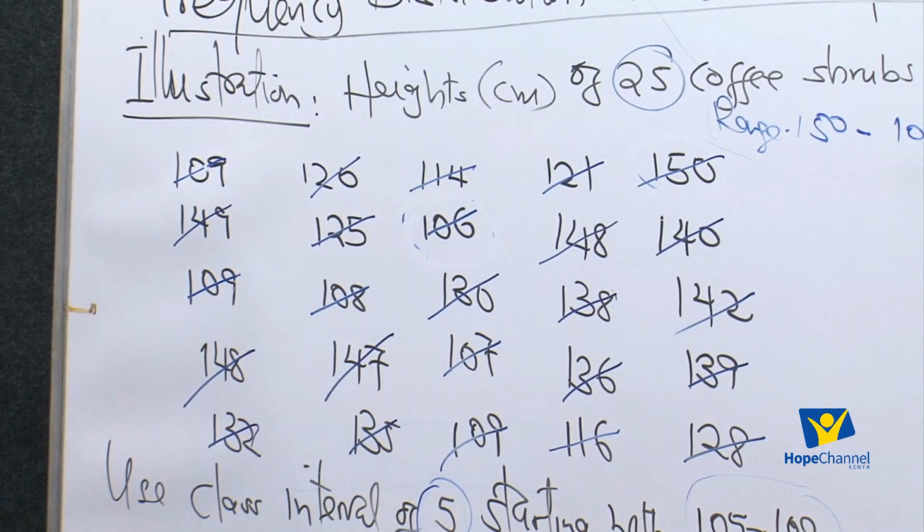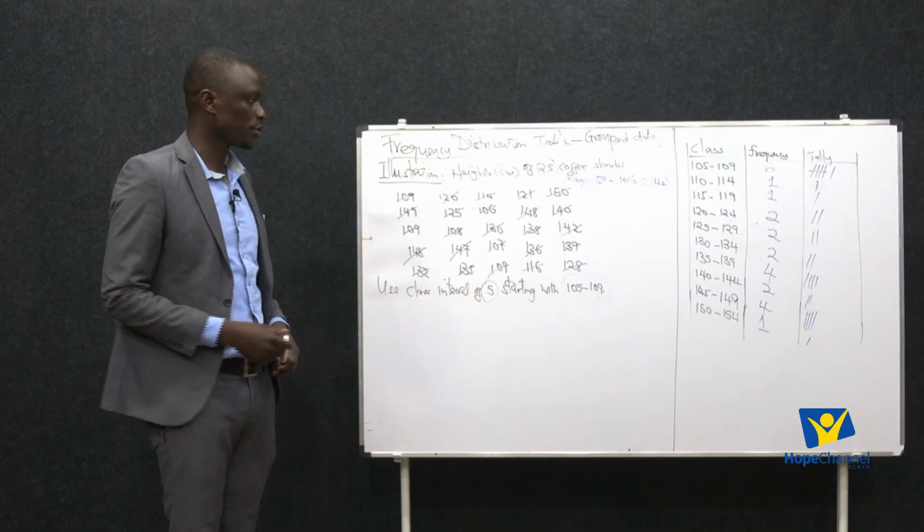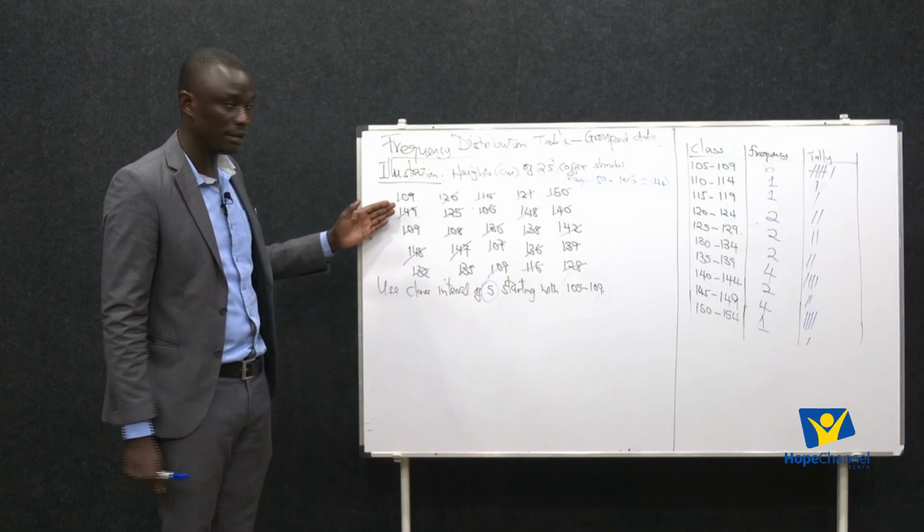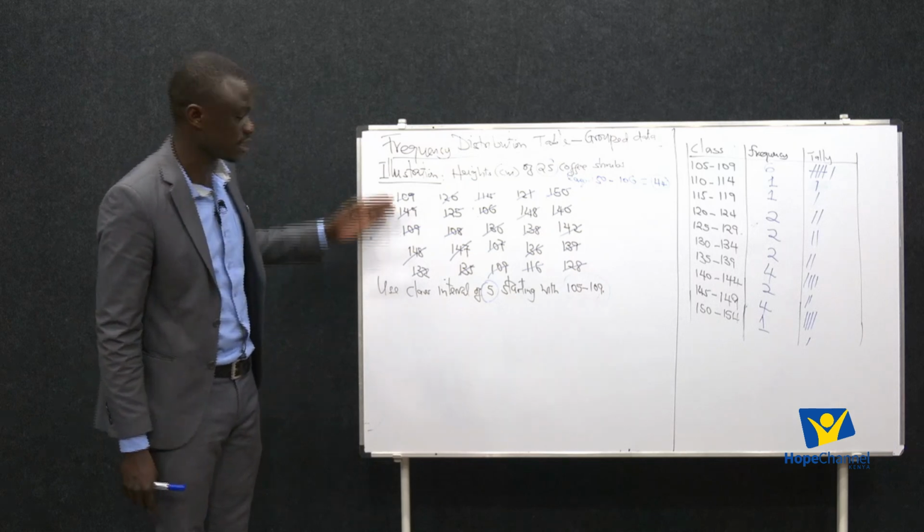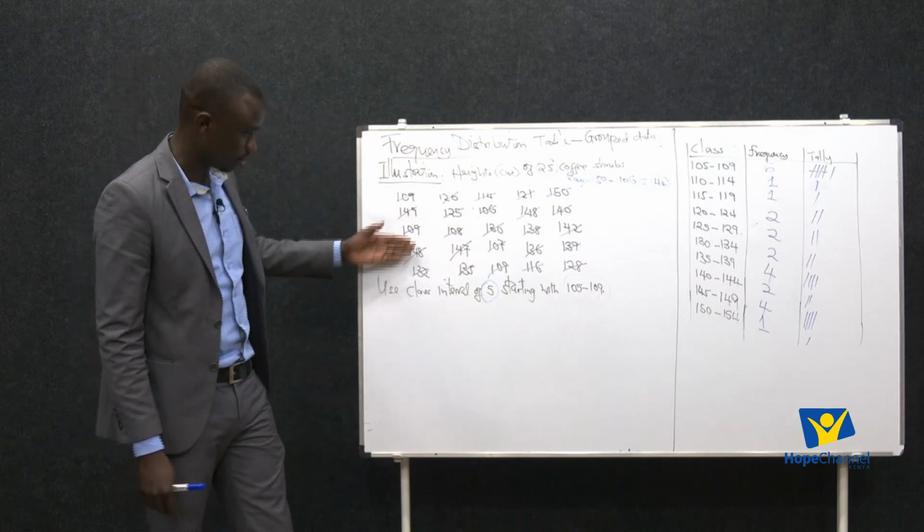So we can counter check this. It is always good that you counter check. Is there any observation that is not crossed? Here all of them are crossed.